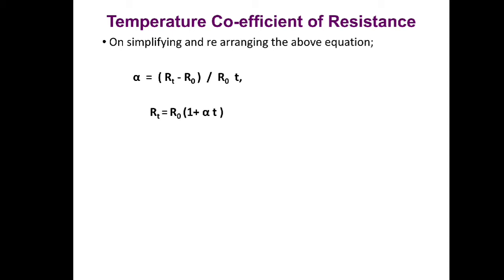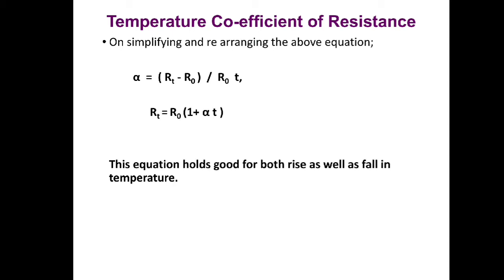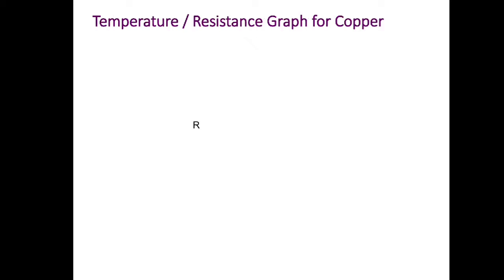So R_T is equal to R naught into 1 plus alpha into T. From the above expression, this equation holds good for both the rise as well as the fall in the temperature. When there is a rise in the temperature, the increase in the resistance will occur. When there is a decrease in the temperature, the decrease in the resistance will occur.